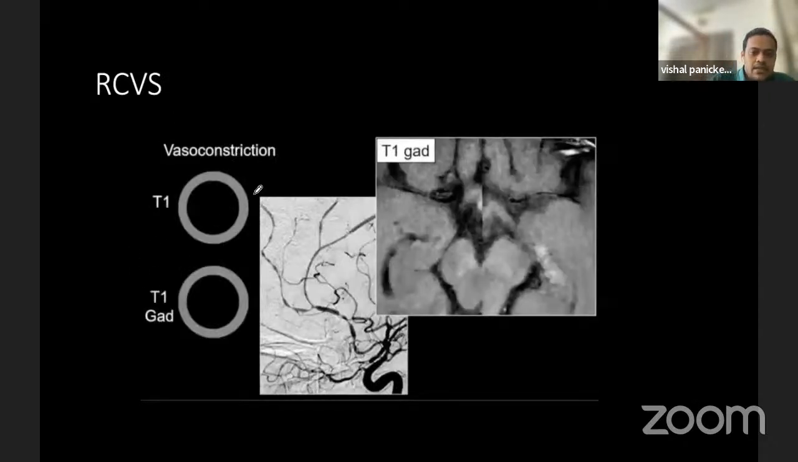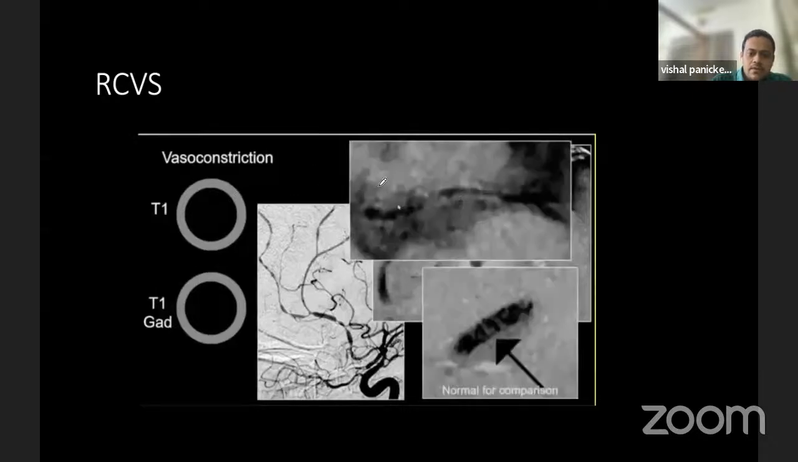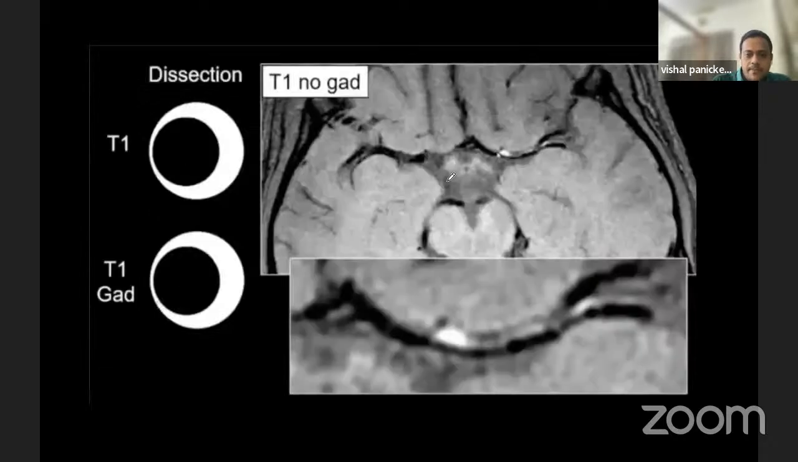Coming to vasoconstriction, this is an MRI of a patient with vasoconstriction. This is a DSA showing a patient with reversible cerebral vasoconstriction syndrome. In vessel wall imaging, there is luminal narrowing with thickened vessel walls, and there will not be any contrast enhancement. This is a normal vessel wall image for comparison. This shows thickening of the vessel wall with narrowing of the lumen, suggestive of vasoconstriction.